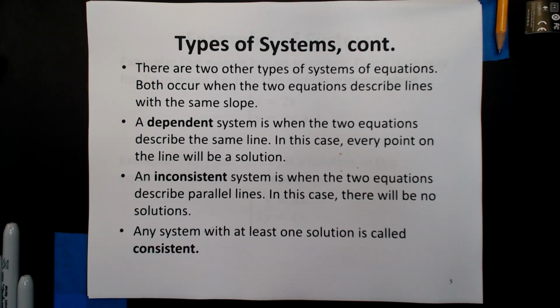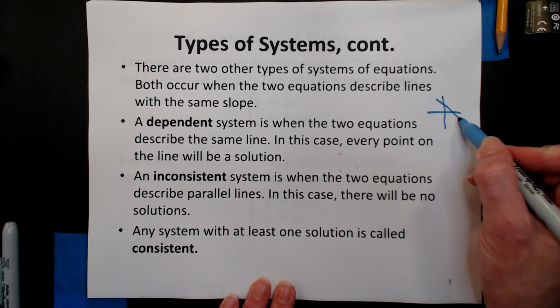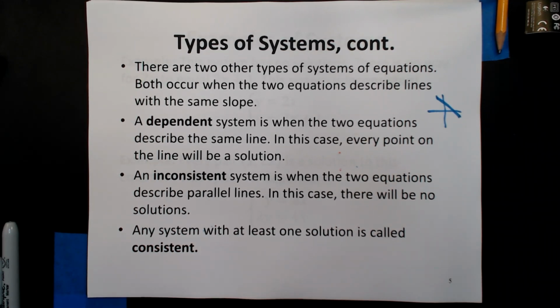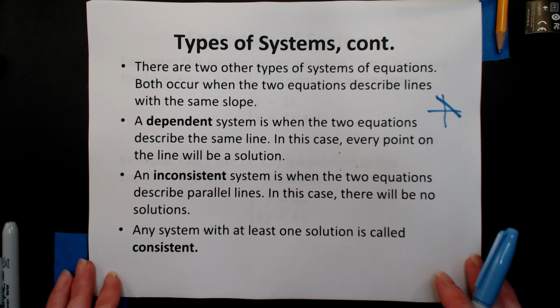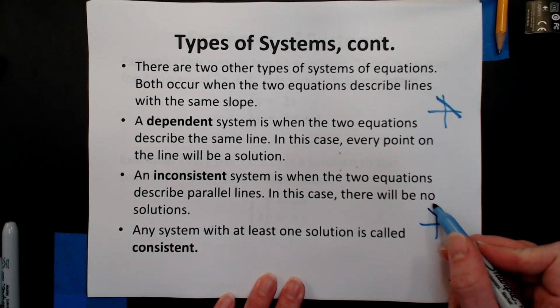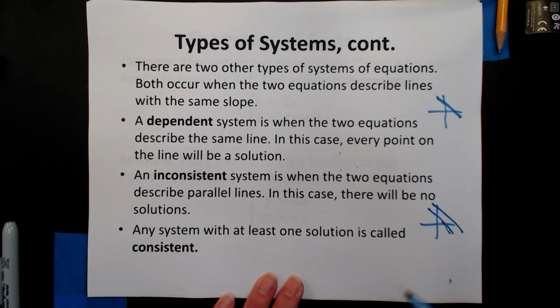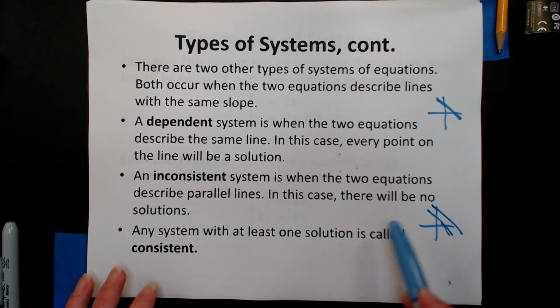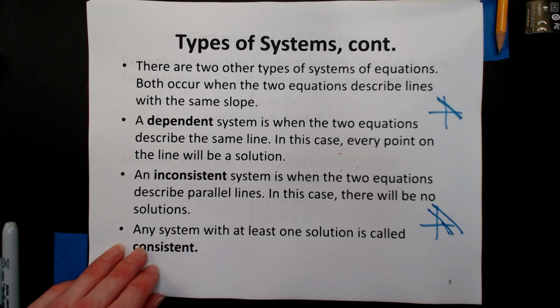Two types of systems. There are two other types of systems of equations. Both occur when the equations describe lines with the same slope. A dependent system is when two equations describe the same line. So you did something silly and didn't realize you were graphing the same line twice. And an inconsistent system is when two equations describe parallel lines. That's when you have the same slope, but they share no point. They have different y-intercepts, and there are no solutions. Any system with at least one solution is called consistent.